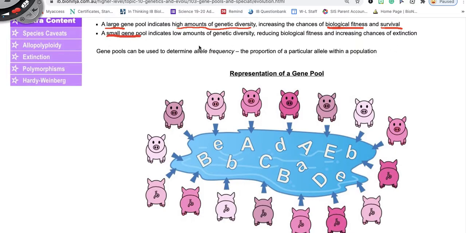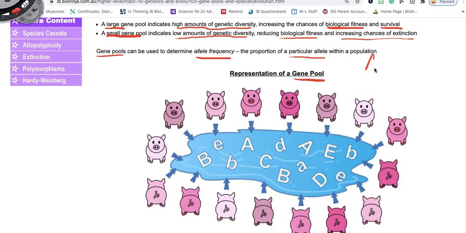A small gene pool indicates a low amount of genetic diversity, reducing the biological fitness, or the ability for that population to reproduce, and increases chances of extinction. Gene pools can be used to determine the allele frequency, which is the proportion of a particular allele within a population. Here we see a representation of gene pools.